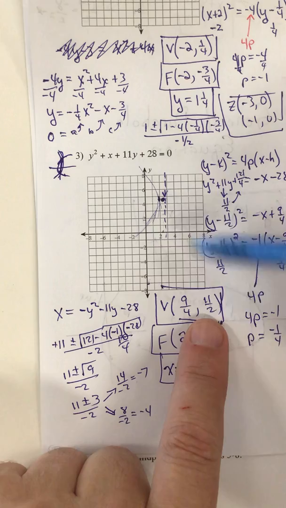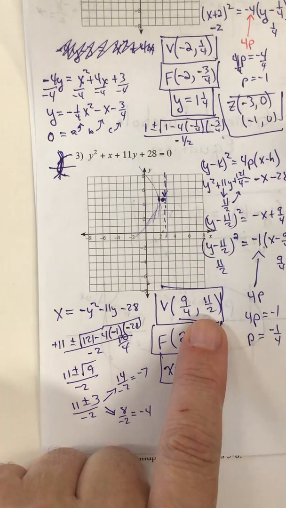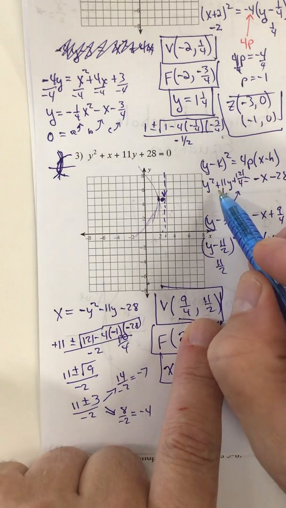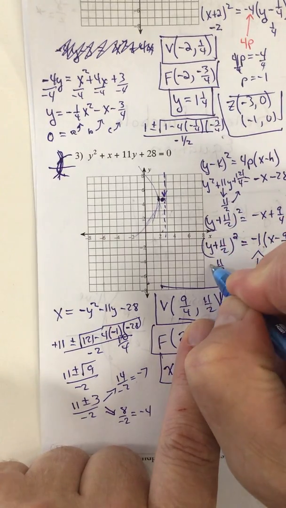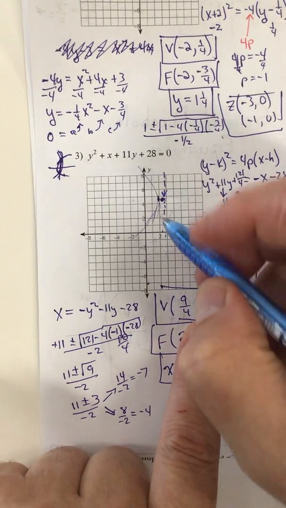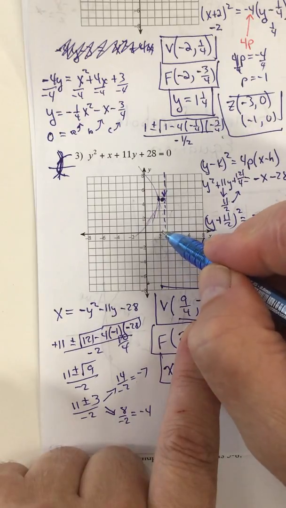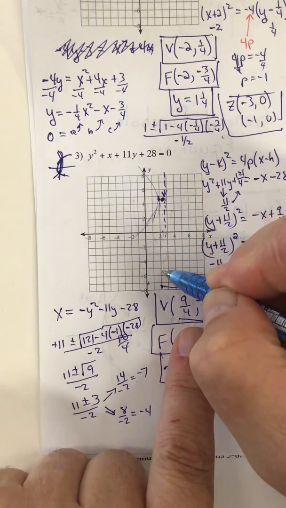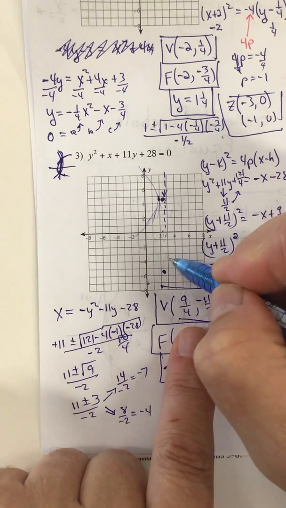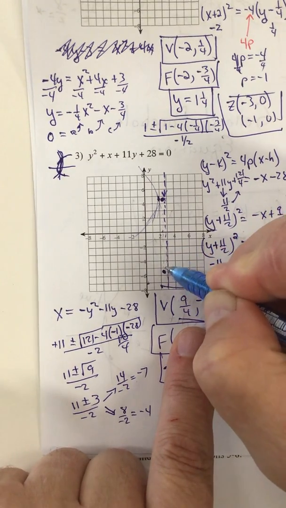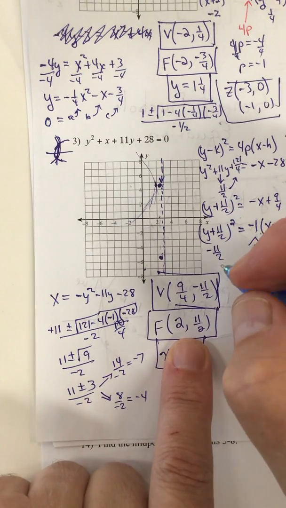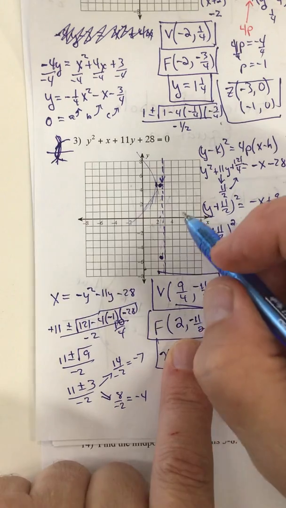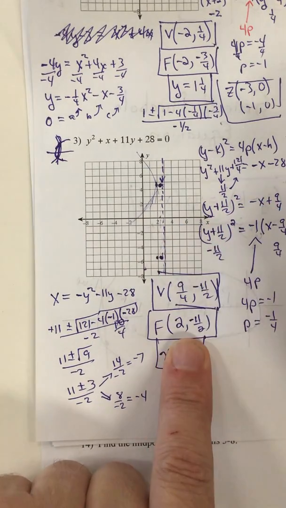The vertex is probably down 11 halves instead of up 11 halves. That would be the y. Oh yeah, that was a plus right there. Okay, so it's down here, 2 and down 5.5. Right there's the vertex. The directrix is still right there, but now the focus is down. So 2, right there's the focus.